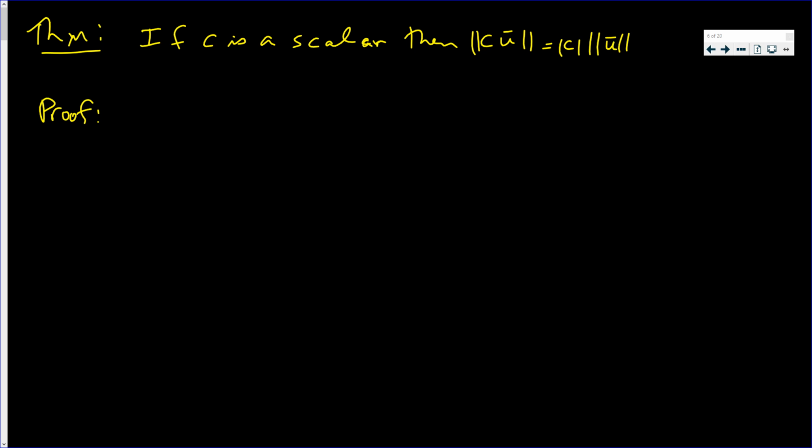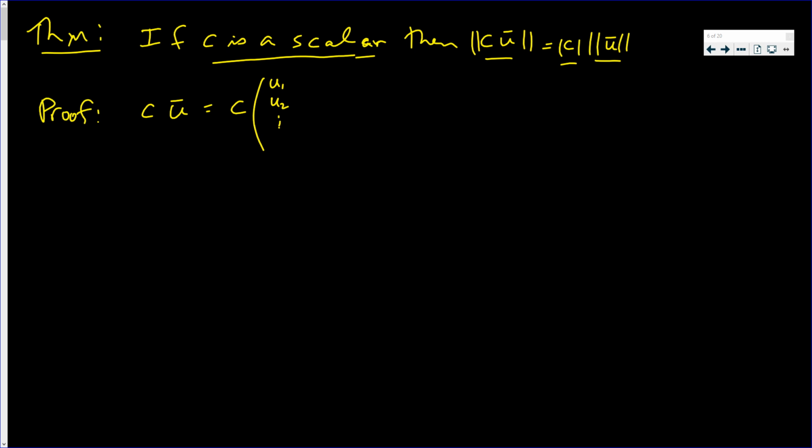If C is the scalar, then the length of C times U is the length of U times the absolute value of the scalar. And we'll prove this by definition. Well, first, what is CU? Well, it's C times U.